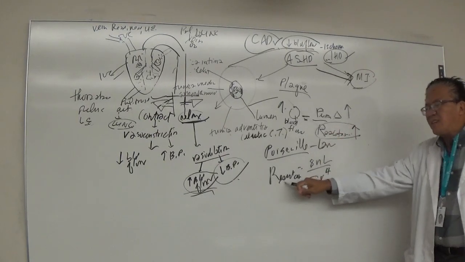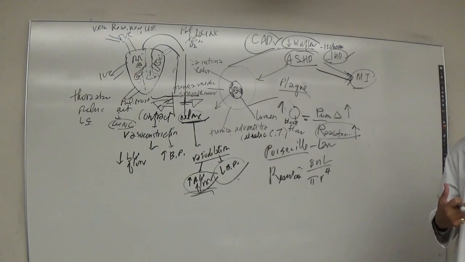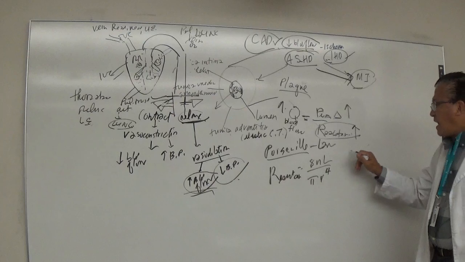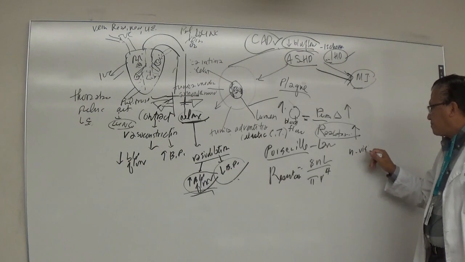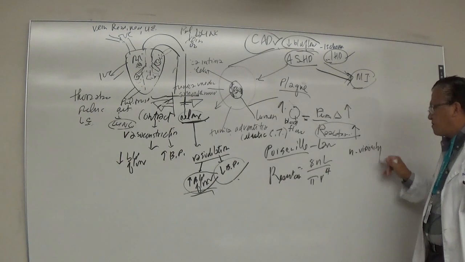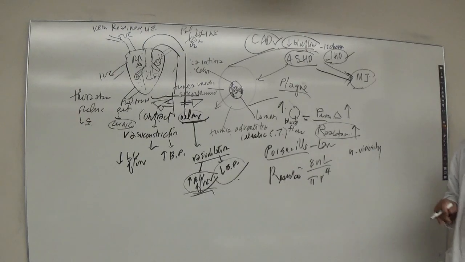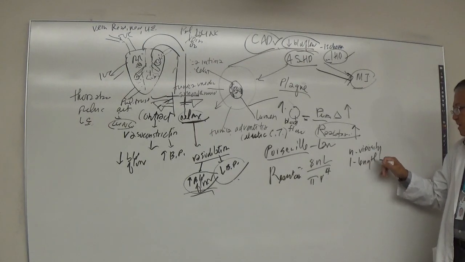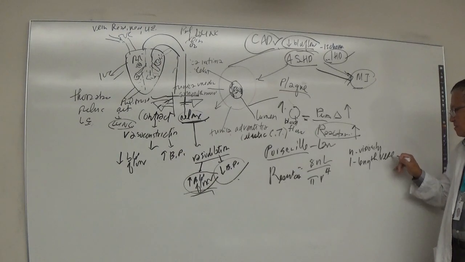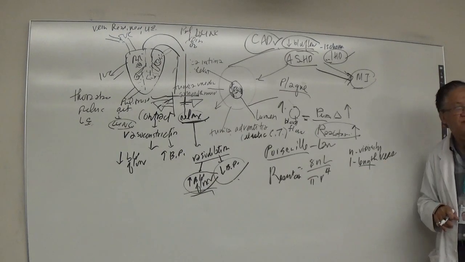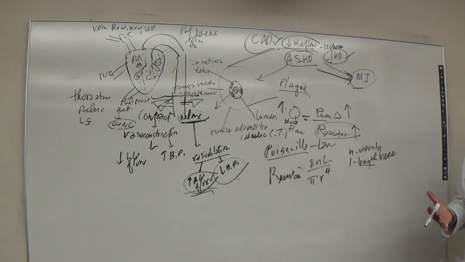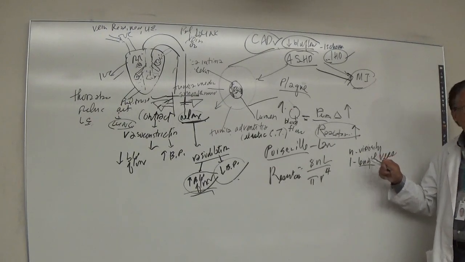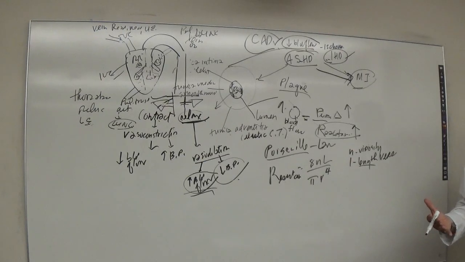And we said resistance is the opposing force to the flow of blood or any form of liquid. What does η stand for? Viscosity. What about L? Length of the blood vessel. What is the first letter of length? L. Unfortunately, V is not used for viscosity. I don't know why they use η.